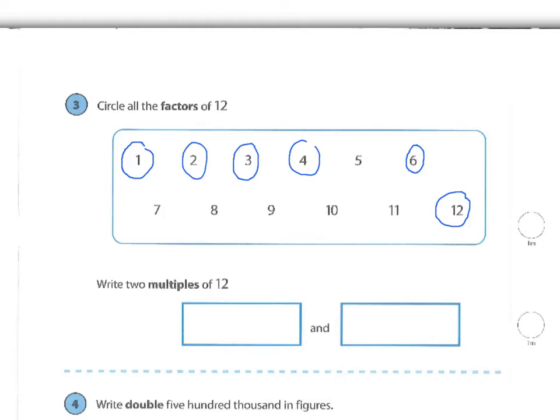Now the second part of the question says write down 2 multiples of 12. Now a multiple is a number that is in the 12 times table. So 2 multiples of 12 are things like 12 and 24. But obviously I could have picked any other numbers from the 12 times table.